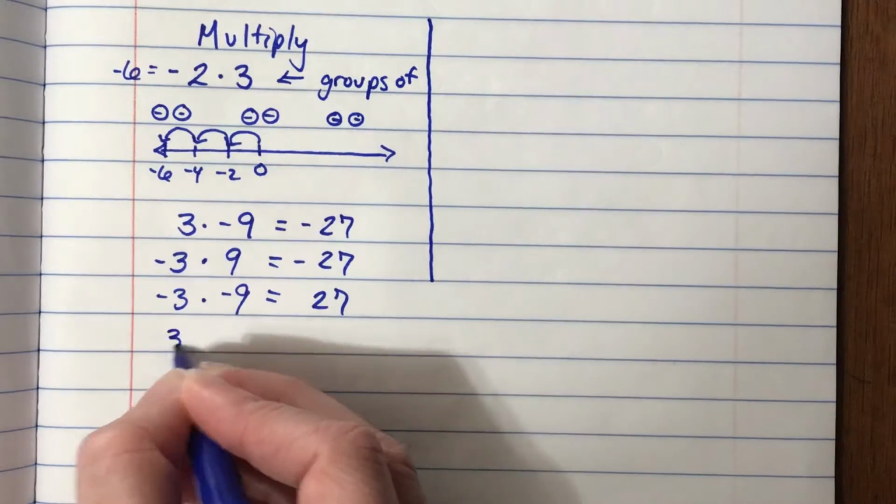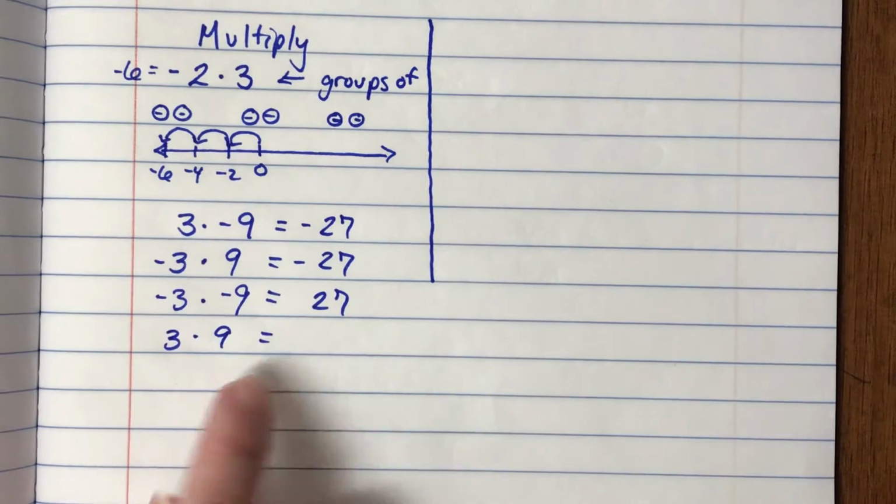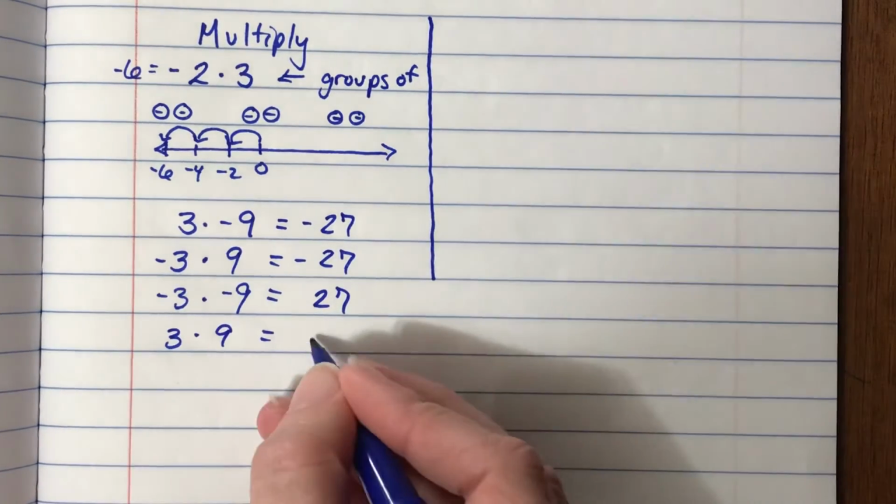And of course, the only other option would be to have two positive numbers. So let's just go ahead and write that down. Of course, you've been doing this since you were in 3rd grade. So 3 times 9 is still positive 27.